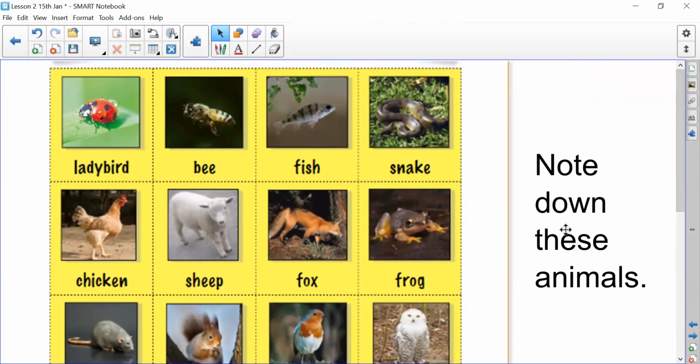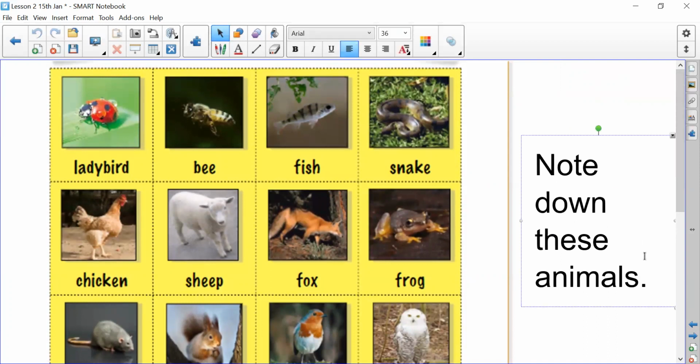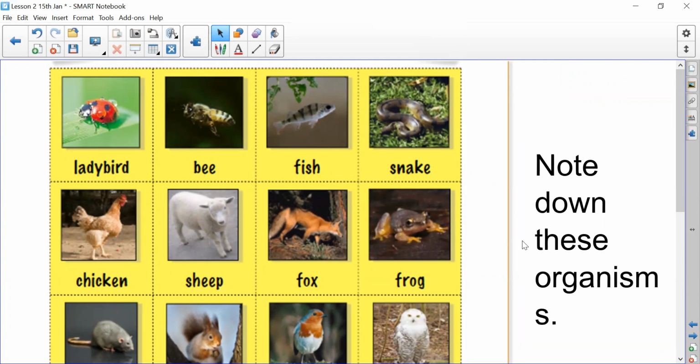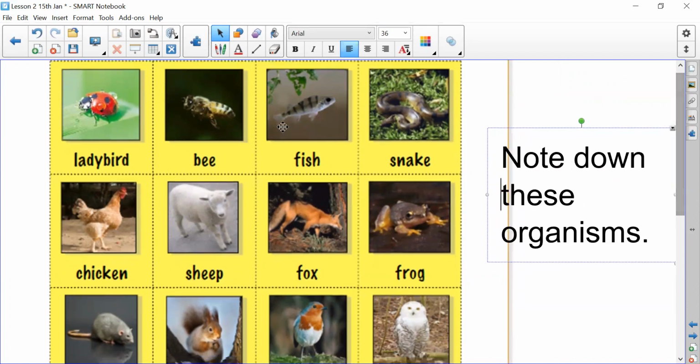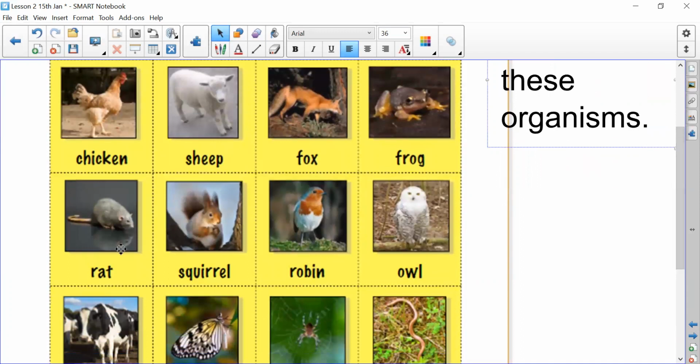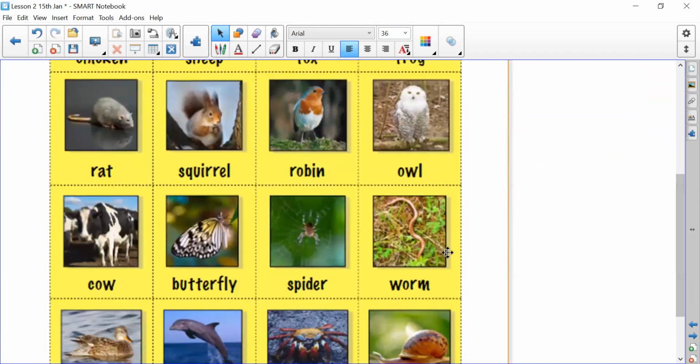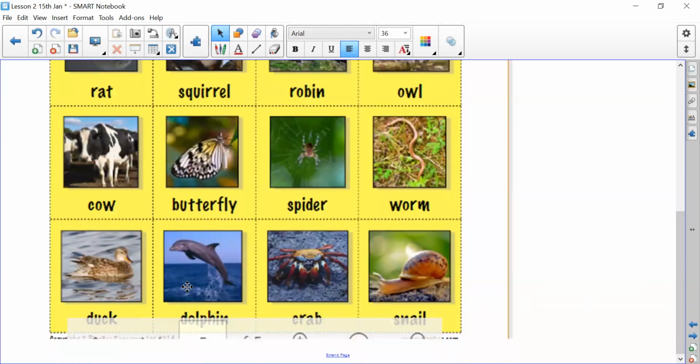Right, note down these living things. And I'll put animals, but I'm going to change it to, what is our word? Organism. But I don't think there are any plants. Organisms. Okay. Good scientific word there. So we've got ladybird, bee, fish, snake, chicken, sheep, fox, frog, owl, robin, squirrel, rat, worm, spider, butterfly, cow, snail, crab, dolphin, and duck.